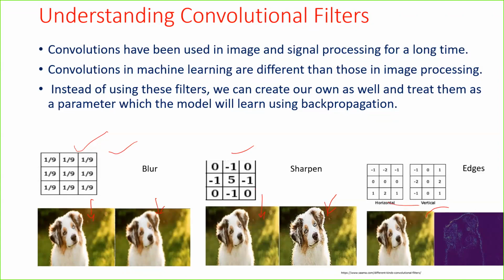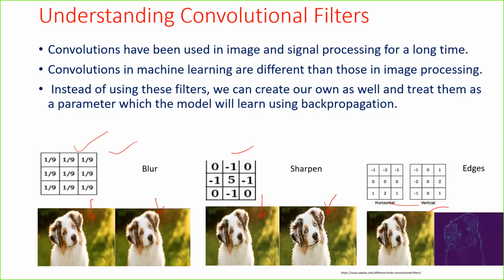Okay, but these are the fixed filters, right? But unlike in image processing, in machine learning we don't fix the filters. We treat them as parameters, and we learn them using the backpropagation algorithm. It means whichever filter is helping to extract the features that minimize the error, we learn those filters. So that's the beauty of this convolutional neural network, right?